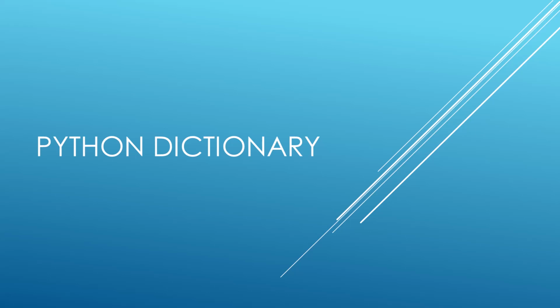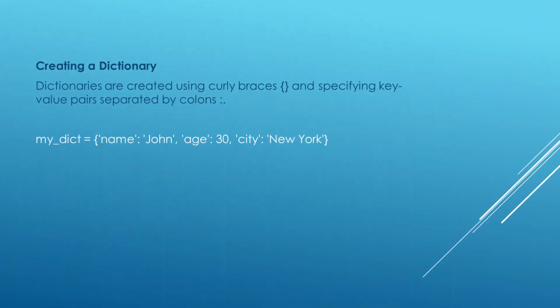In Python, a dictionary is a built-in data type that stores a collection of key-value pairs. Dictionaries are mutable, meaning they can be modified after creation. They are unordered, meaning the order of items is not guaranteed.